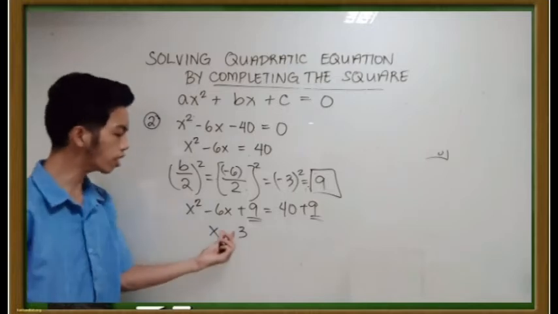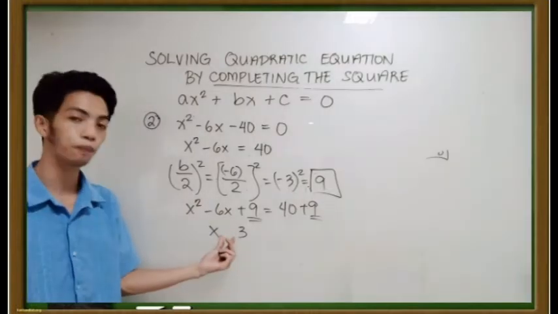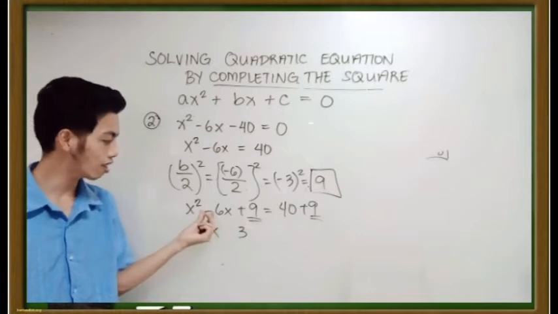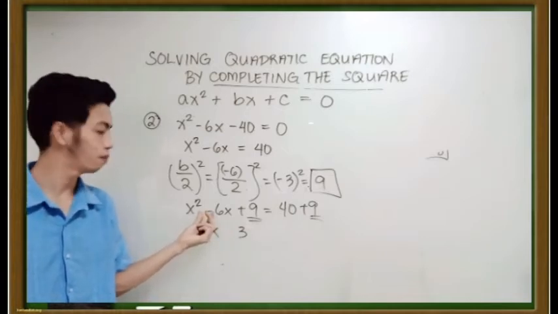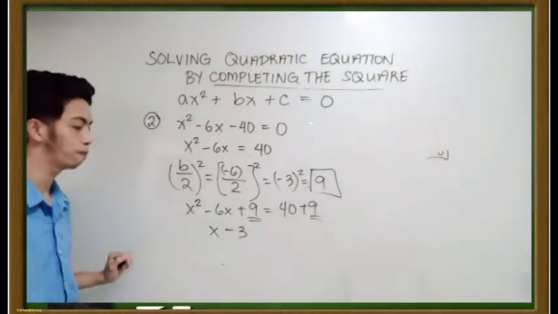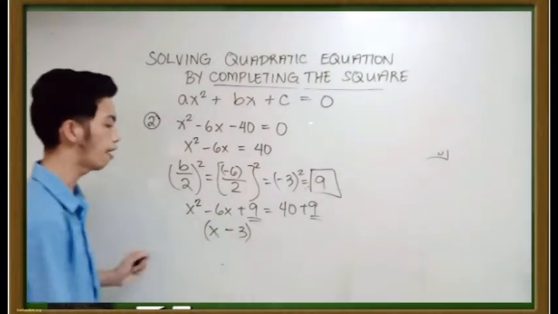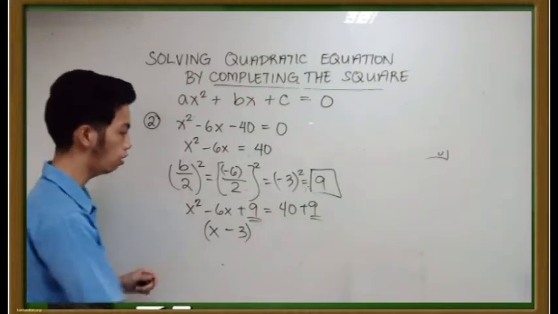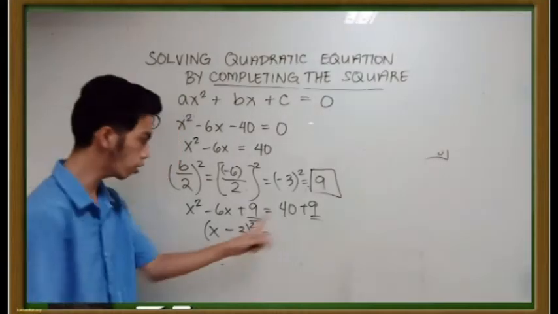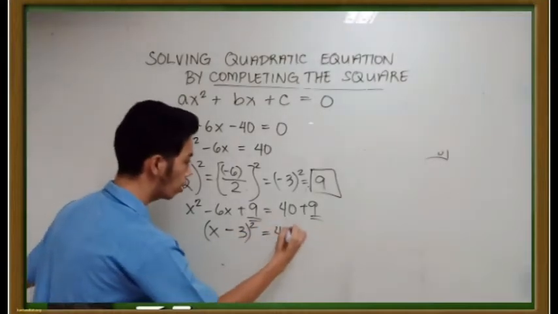Now, anong sign ang gagamitin natin dito sa gitna? Ngayon, titingin tayo dito sa sign ng middle term. Sign ng middle term ay negative. So, gamitin mo ay negative din. And then, have it quantity, and then, square. That is equal to 40 plus 9 is 49.